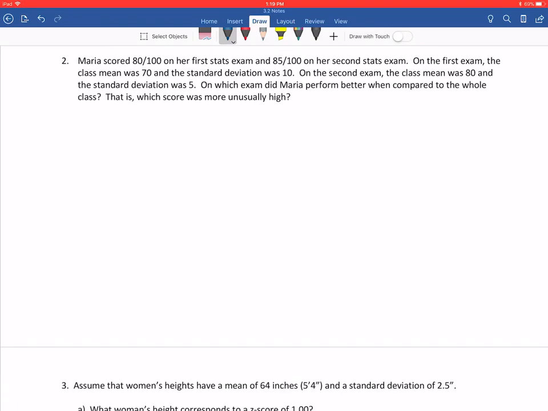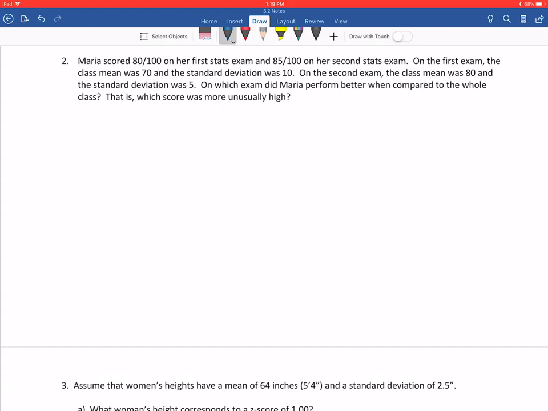Okay, let's see. Maria scored an 80 out of 100 on her first stats exam and an 85 out of 100 on her second exam. On the first exam, the class mean was 70 and the standard deviation was 10, and on the second, the class mean was 80 and the standard deviation was 5. On which exam did Maria perform better when compared to the whole class?